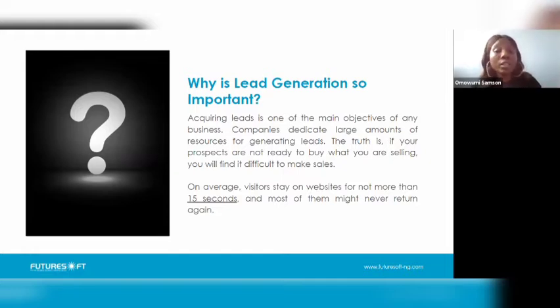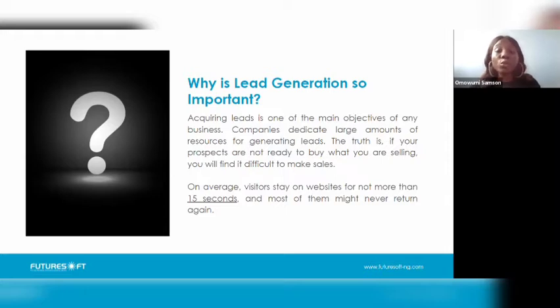So acquiring leads is actually one of the main objectives of any business. I mean, I'm not in business to just show off what I have to sell. The most important thing is for me to get people who are interested in what I sell to eventually notice me and buy from me. So if you take a look at how companies operate now when it comes to marketing, of course, they dedicate a very large amount of resources and budgets into generating and acquiring leads and customers online.